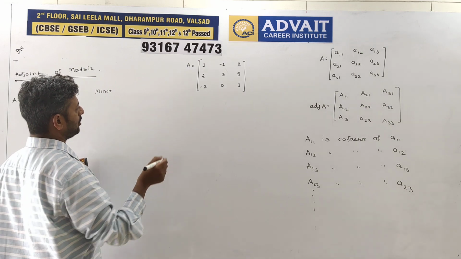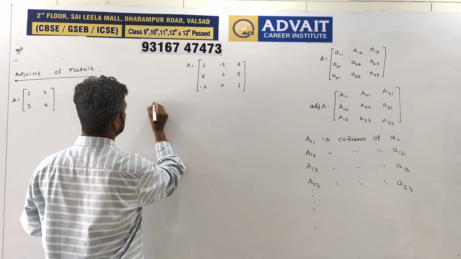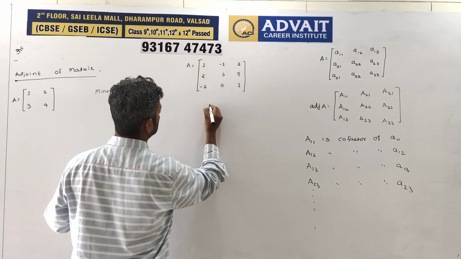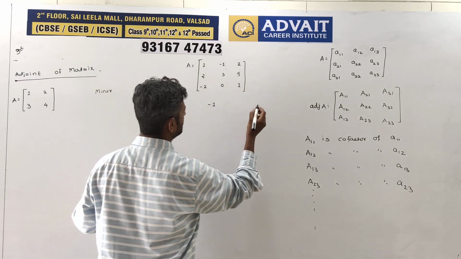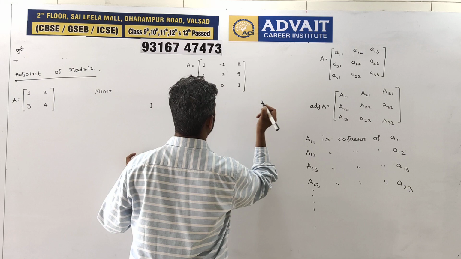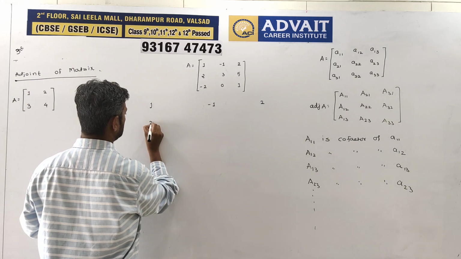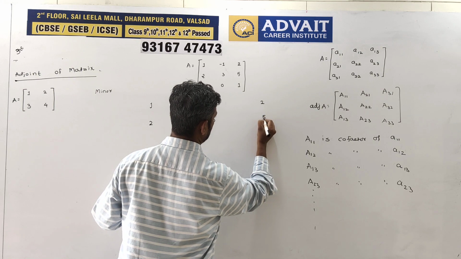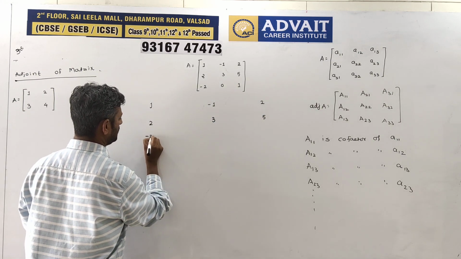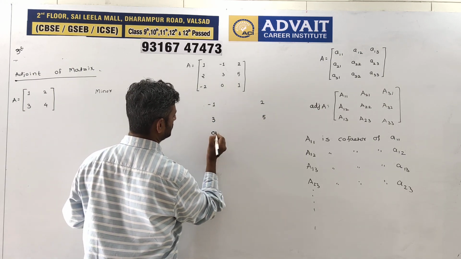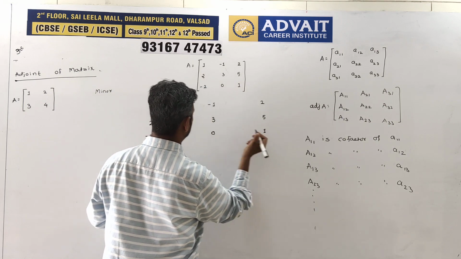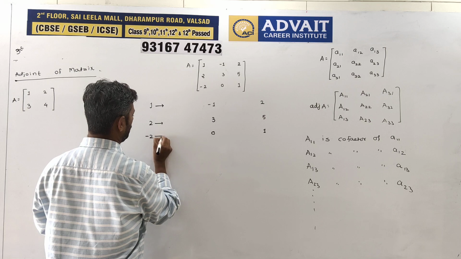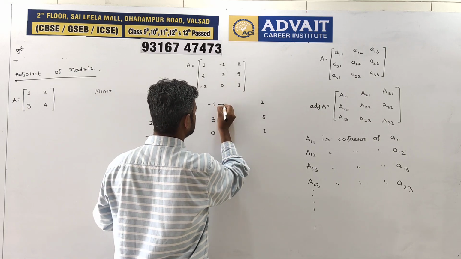Okay, so the matrix is 1, minus 1, 2, 2, 3, 5, minus 2, 0 and 1. First I will find the minor.